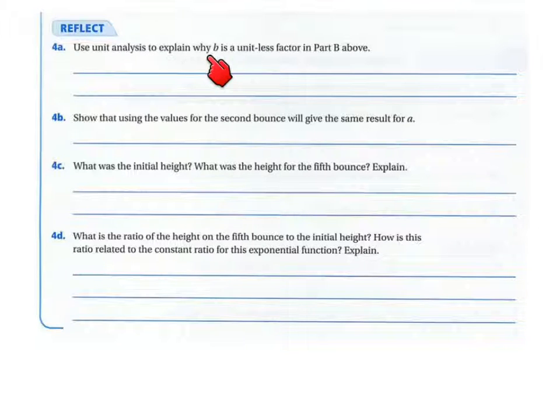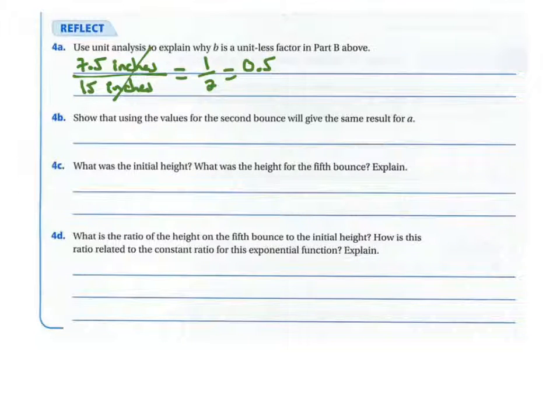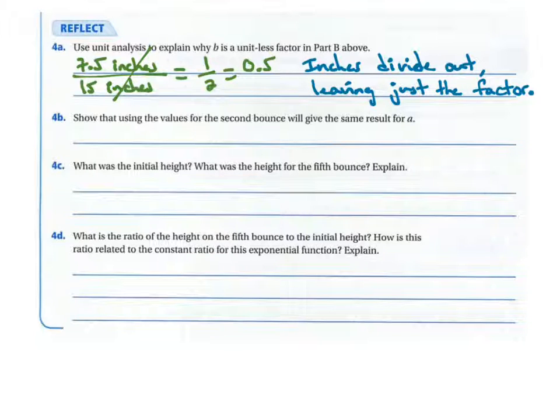Okay, unit analysis to explain why b is a unit-free or unit-less factor. It's a weird way to think about this. Basically what we're saying is, when we figured out what b is, we had 7.5 inches divided by 15 inches, right? So our inches canceled, and we just ended up with 7.5 over 15, or 1/2, or 0.5. There's no unit on this. So the inches divided out, leaving just the factor. Go ahead and pause and try the rest of these on your own.